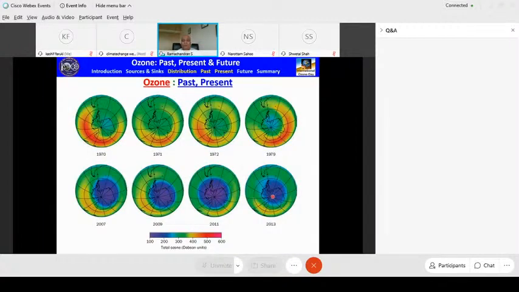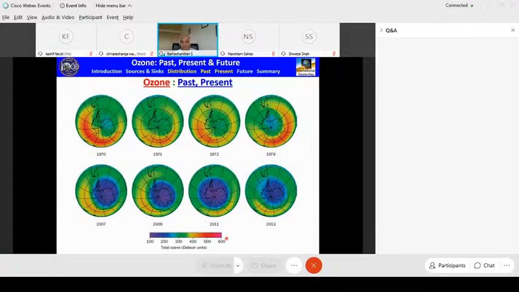Now, how was ozone in the past? Let us go back 60 to 70 years from now. You see that this is the southern hemisphere. We'll also see the northern hemisphere later. The scale is the same in Dobson units, and the graph color is also the same, varying from 100 to 600. So this is Antarctica. What you are seeing is actually the continent of Antarctica.